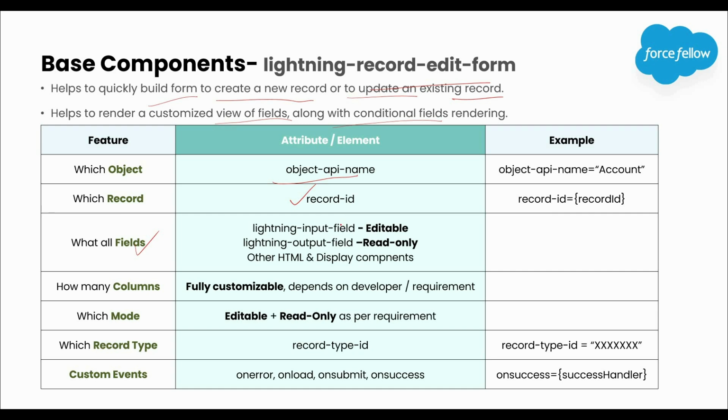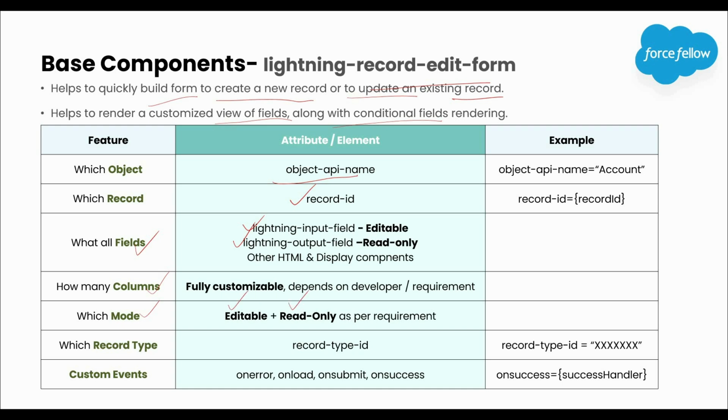To show a field in edit mode, we have to use the lightning input field component, and to show it in read-only mode, we have to use lightning output field. And in this form, we can also use other HTML elements and components as per our requirement. It's completely customizable and up to you. Okay? And here columns also we can customize as per our needs using SLDS classes or using lightning layout. And if we talk about mode, then inside record edit form, we can show fields in both edit and read-only modes as per our requirement.